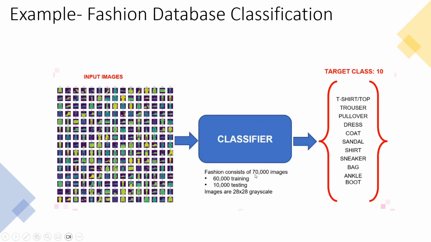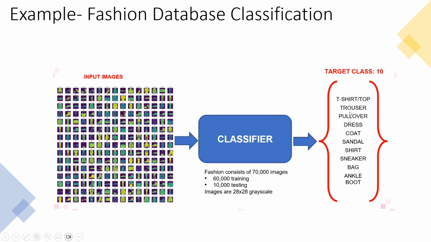We will have 70,000 very small images, and we will be using 60,000 of these images for training and 10,000 for testing. It's similar to the MNIST database. If you remember, we had 28 by 28 grayscale images in MNIST as well. Here, for this fashion database, we still have 28 by 28 grayscale images, which represent, for example, shoes, trousers, bags, and other stuff. We have basically 10 classes.